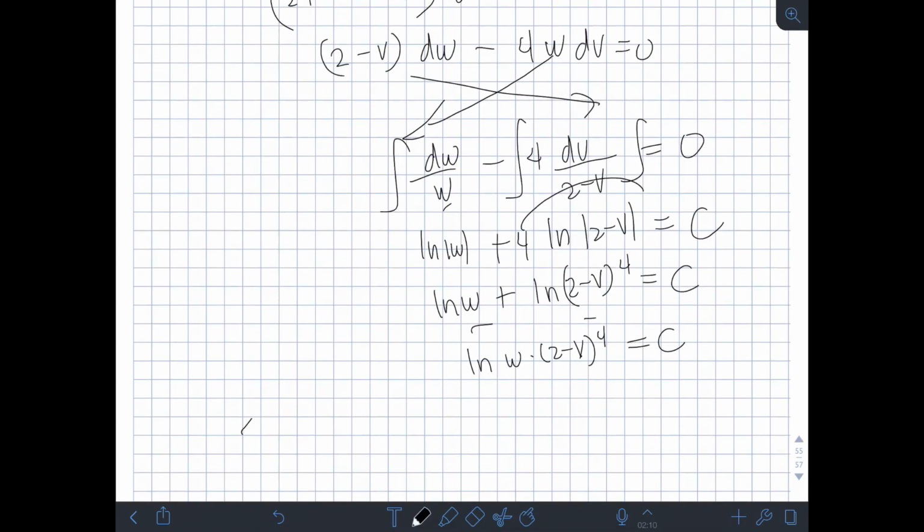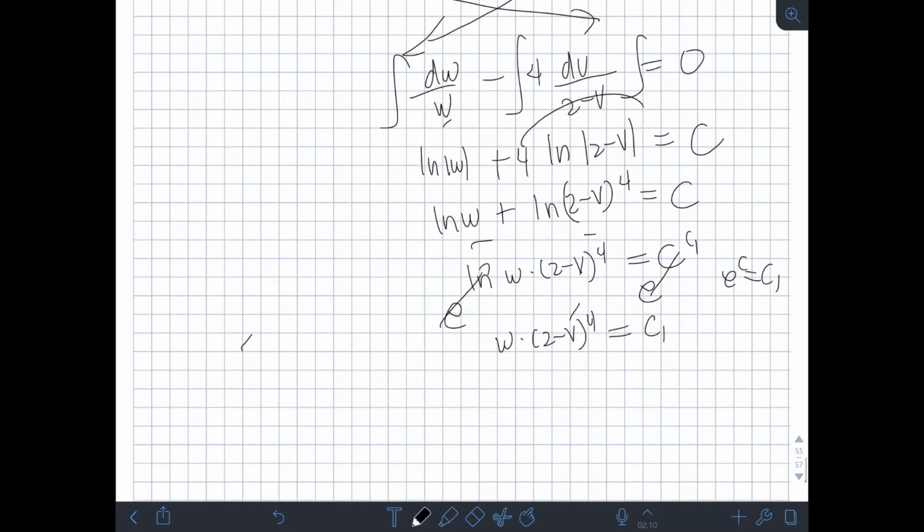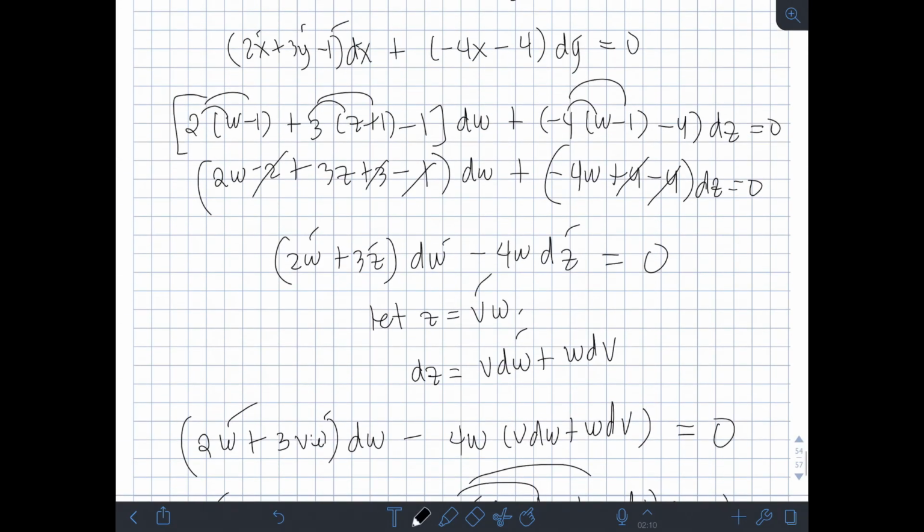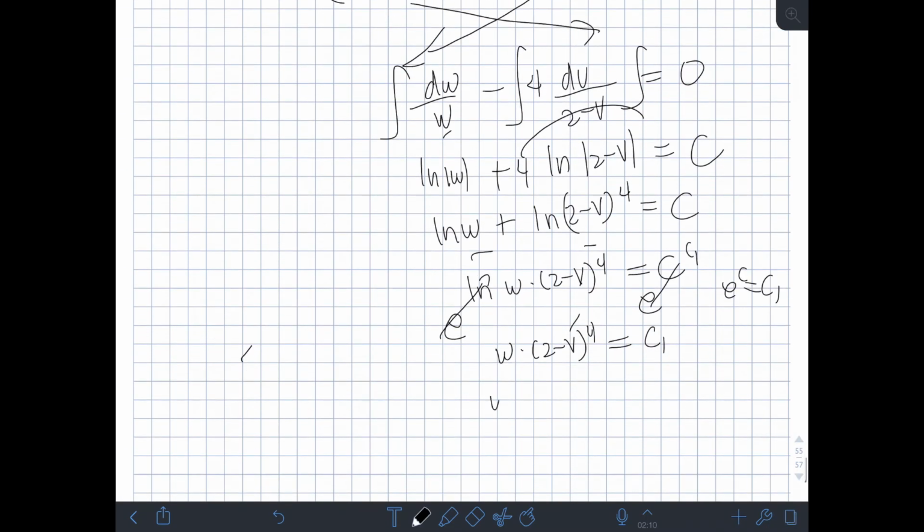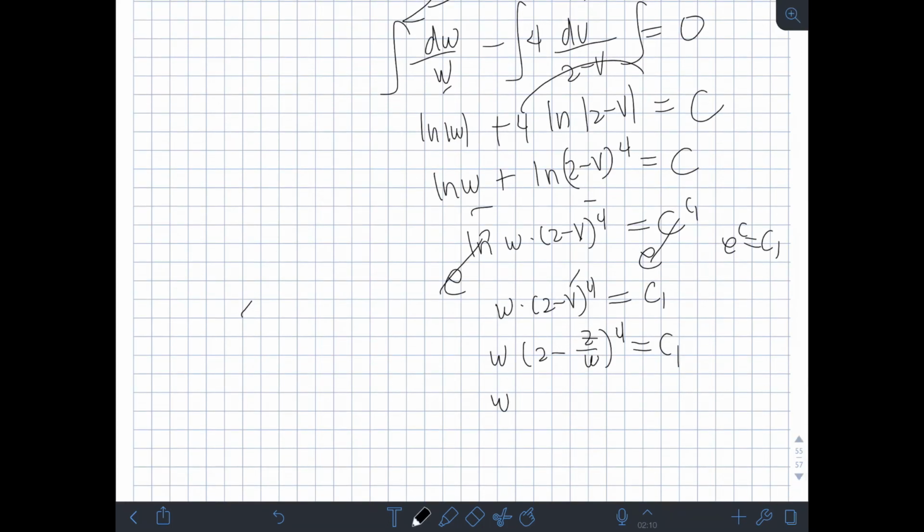So, gawin nating exponent, both same base e. So, cancel dito. Magiging w times 2 minus v to the 4th equals, itong e raised to c, gawin kong c1. So, c1 na lang siya. Ngayon, balik natin itong v in terms of z and w. So, v is equal to z over w. Right? So, palitan natin. w times 2 minus v is z over w to the 4th equals c1. So, w times, so gawin kong single fraction. So, 2w minus z over w raised to the 4th equals c1.